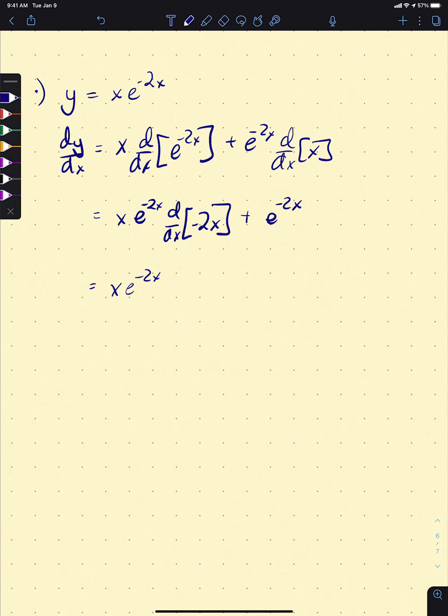So I suppose I'll just move our equal sign a little bit. And then we're adding to that e to the minus 2x. And I can factor this, factor e to the minus 2x and get 1 minus 2x on the inside there.